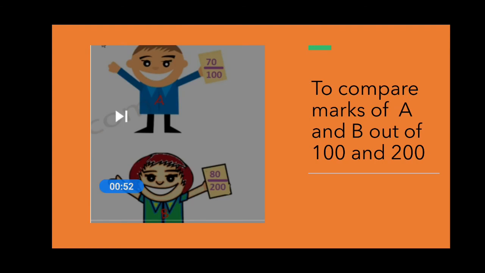Now let us compare the marks of two persons A and B. One is scoring 70 marks out of 100 and another is scoring 80 marks out of 200. Now how will you compare which person performed better?